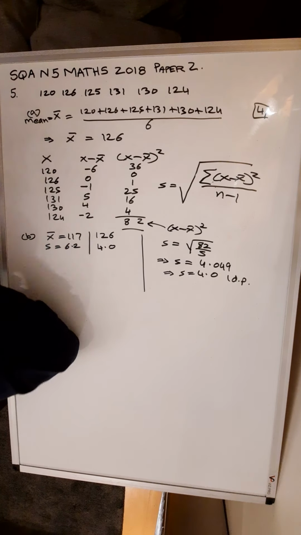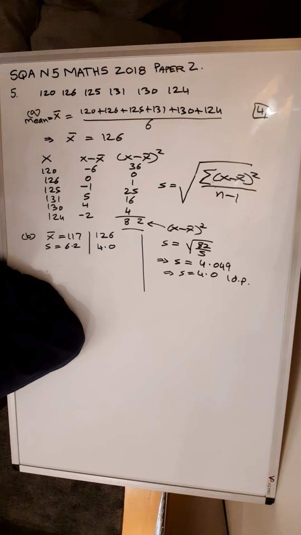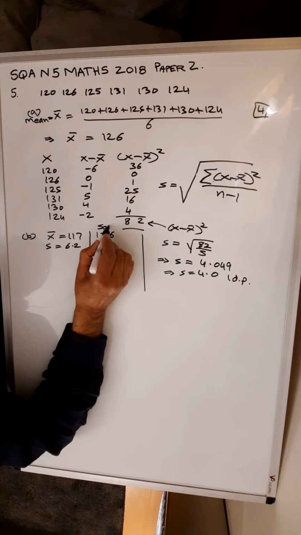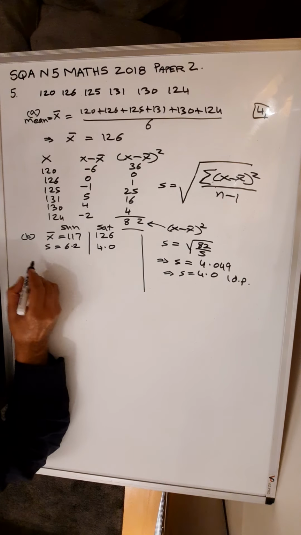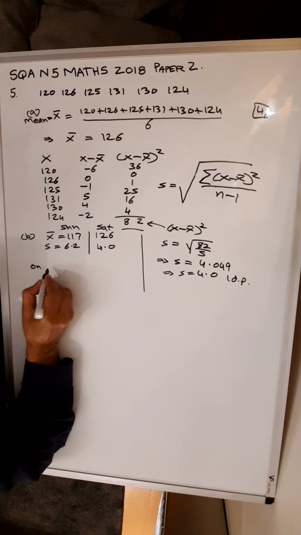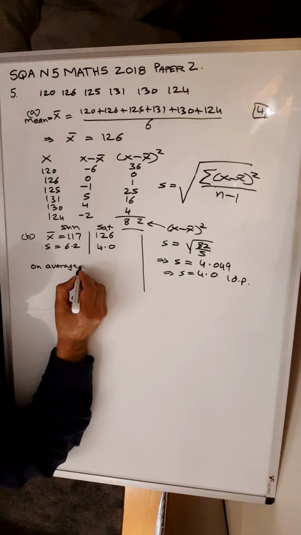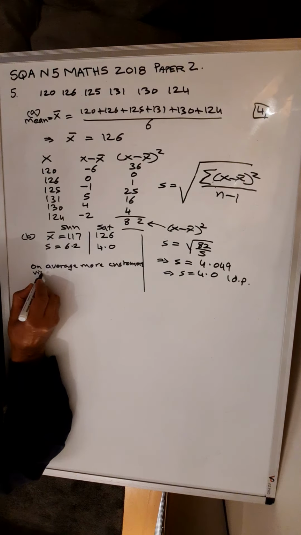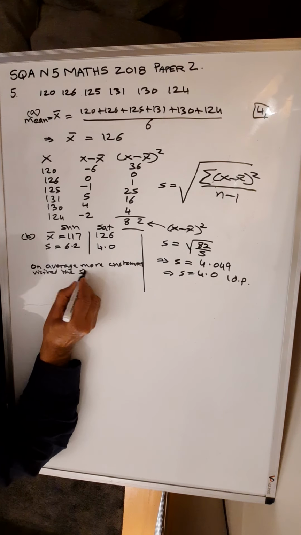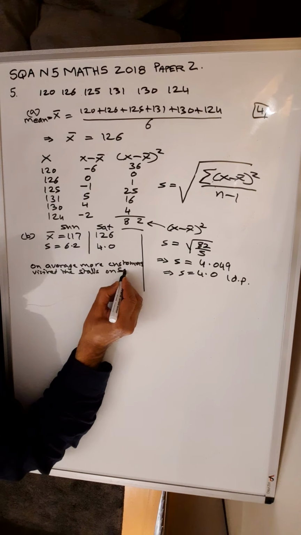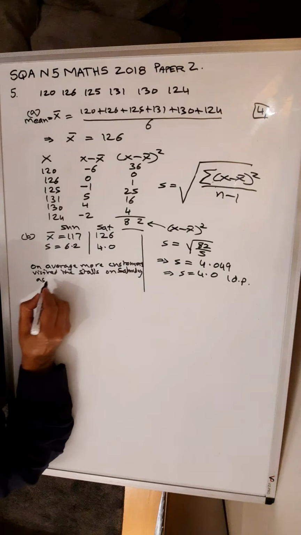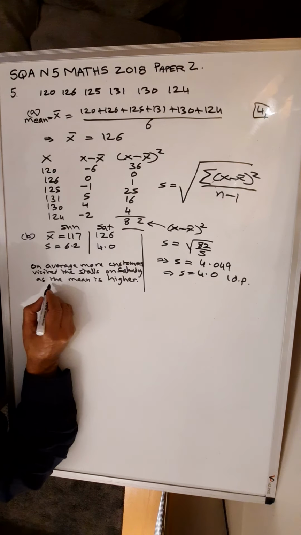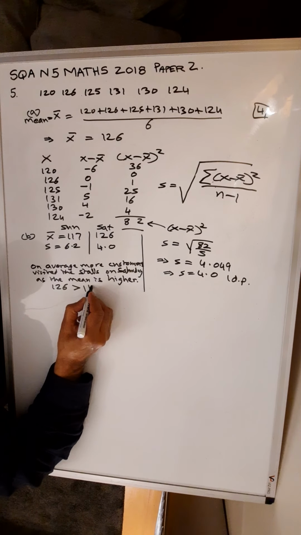You're being asked to make 2 valid comments comparing the number of customers who visit these stalls on Saturday and Sunday for 2 marks. So this is Saturday and this is Sunday. That means that on average more customers visited the stalls on Saturday as the mean is higher. And you need to put down the figures, so 126 is greater than 117.